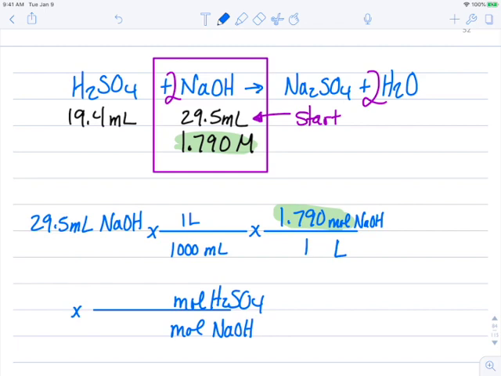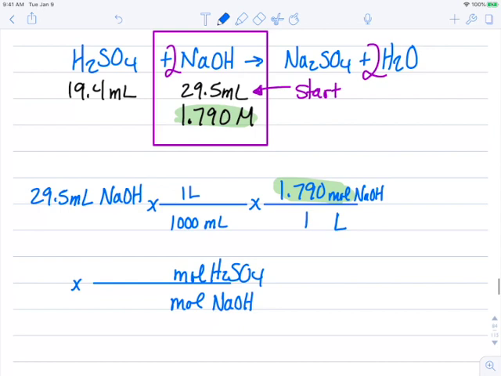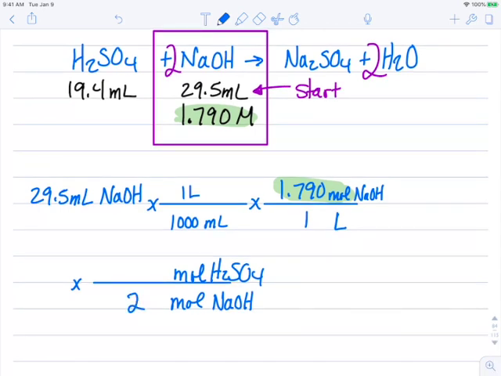All right, so I did get the question of whether or not you had to show the milliliters to liters, and the answer is no. If you want to start with it in liters, you're more than welcome to. All right, so we said 2 moles of NaOH, and how many moles of sulfuric acid? Excellent. 1 mole of sulfuric acid.